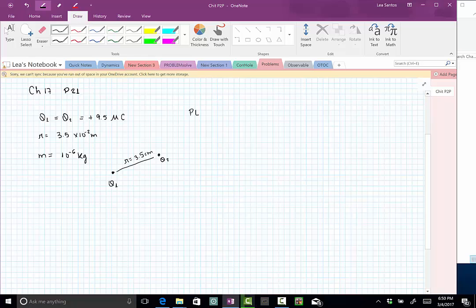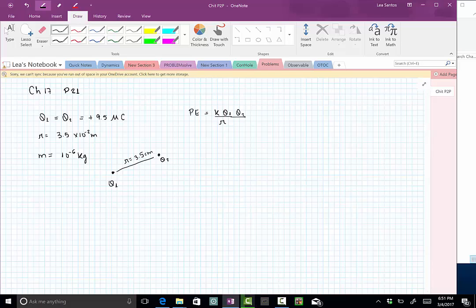It's very similar to the problem that we solved before, problem 18. Now the potential energy is the charge of one of the particles and the potential created by the other. So it's going to be K Q1 over R, the potential created by Q1, multiplied by Q2. So this is the equation for the potential energy, and this is the initial energy.